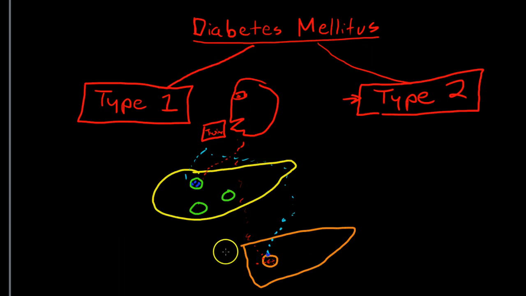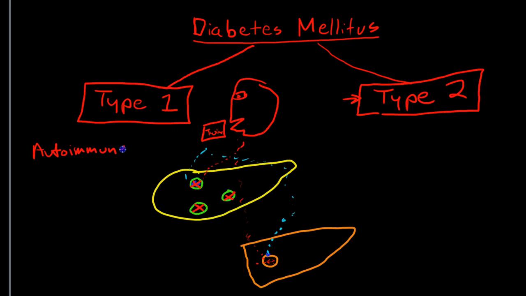Okay, so what goes wrong with that picture? Well, with type 1 diabetes, the problem is something happens that causes destruction of the beta cells inside the islets of Langerhans. And why does this happen? Well, it seems to be an autoimmune response that progresses fairly quickly.